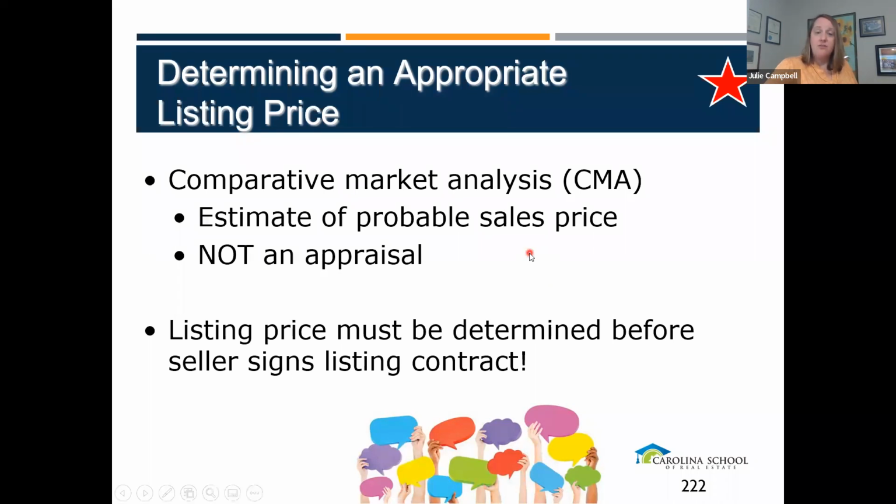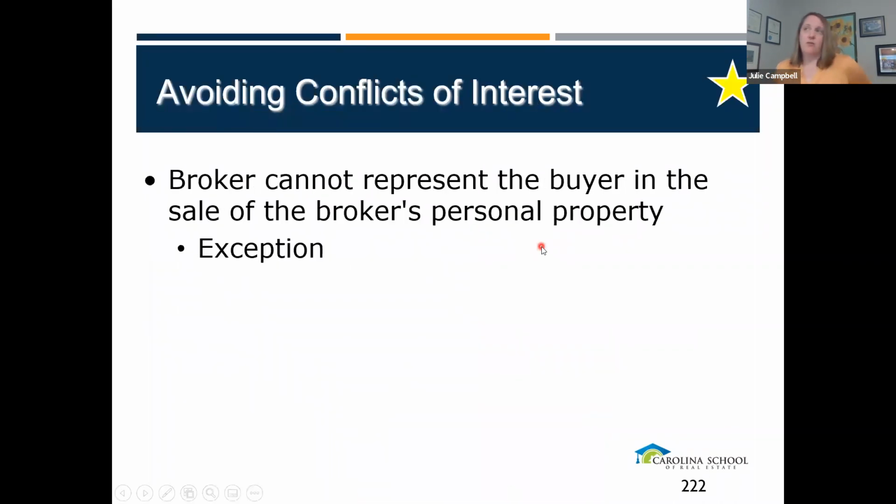One duty that we have to our client, seller or buyer, is that we have to avoid conflicts of interest. And when it comes to me selling or listing a property that I own, I am the owner on record. I am the listing agent. If I am the owner on record and the listing agent, I cannot represent the buyer.